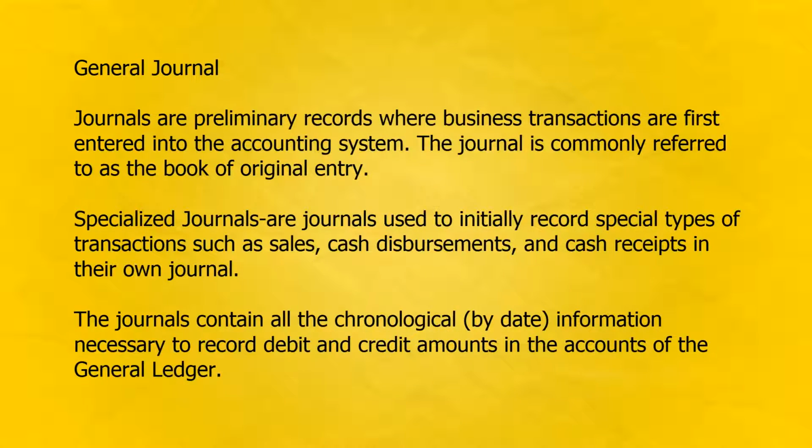General journal. Journals are preliminary records where business transactions are first entered into the accounting system. The journal is commonly referred to as the book of original entry. Specialized journals are journals used to initially record special types of transactions such as sales, cash disbursements, and cash receipts in their own journal. The journals contain all the chronological by date information necessary to record debit and credit amounts in the accounts of the general ledger.